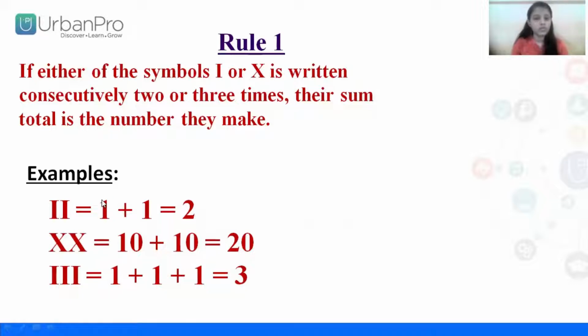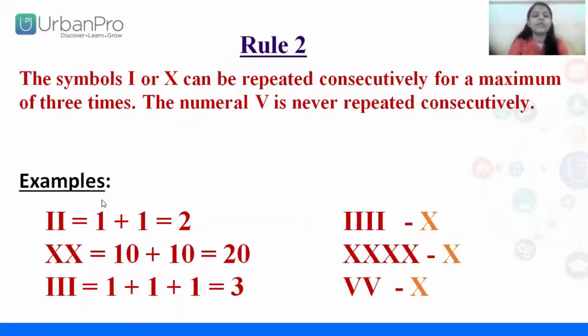So now we can move on to rule 2. Rule 2 is also the same, but with only a minor difference. Coming on to rule 2 now, the symbol I or X can be repeated consecutively for a maximum of 3 times.